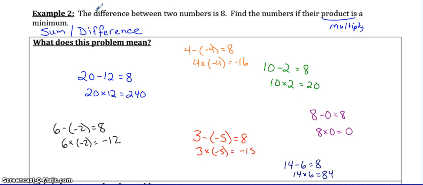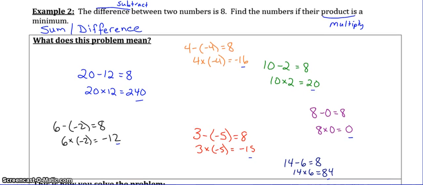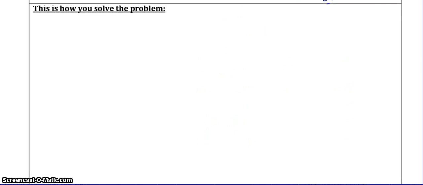and just to remind you, difference means to subtract. So if you take their product, so 20 times 12, 4 times negative 4, 10 times 2, you can see that their products are all different. So we want to find which pair has the smallest product, so the smallest value when multiplied. So you can see here from these examples, it would be 4 and negative 4. But how do we know that that's the correct answer? So we're going to use an algebraic method to help us find that.